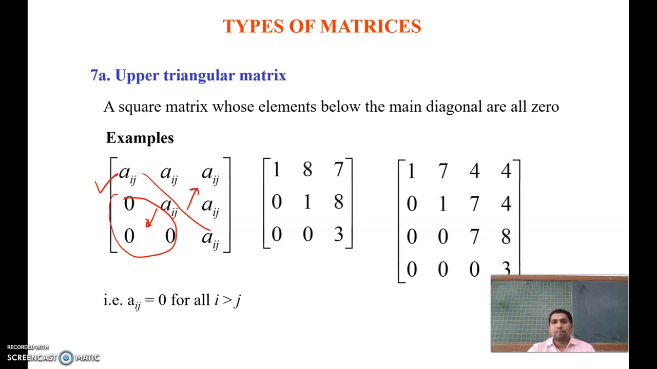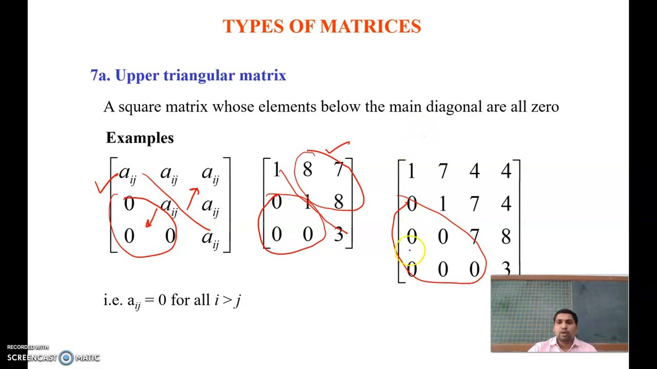Now we will see another example. You can see here, this is the diagonal. The elements above the diagonal are non-zero and the elements below the diagonal are 0. Okay, similarly in this example the elements below the diagonal are 0 and the upper elements are non-zero. So that's why it is an upper triangular matrix.